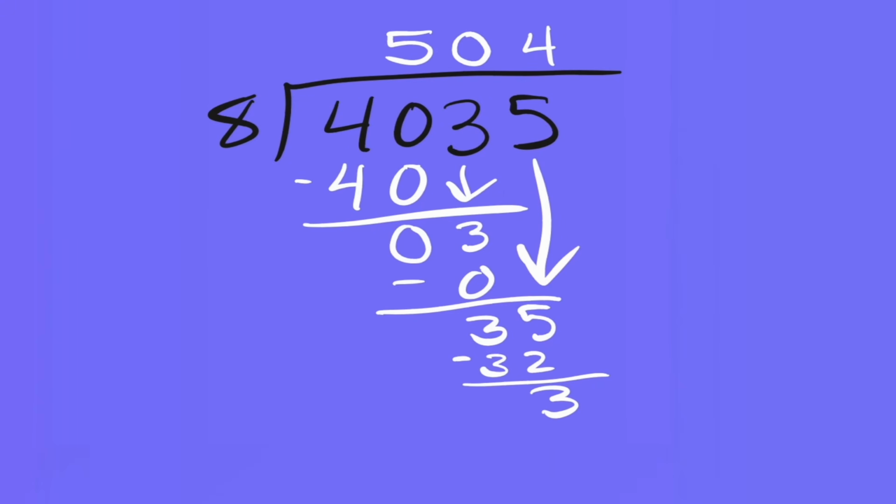Now once again, I like to bring this 3 up here as the numerator, and the 8 over here is the denominator, and we get 504 and 3/8. So 4,035 divided by 8 is 504 and 3/8. All right, great. Let's move on to the next one.